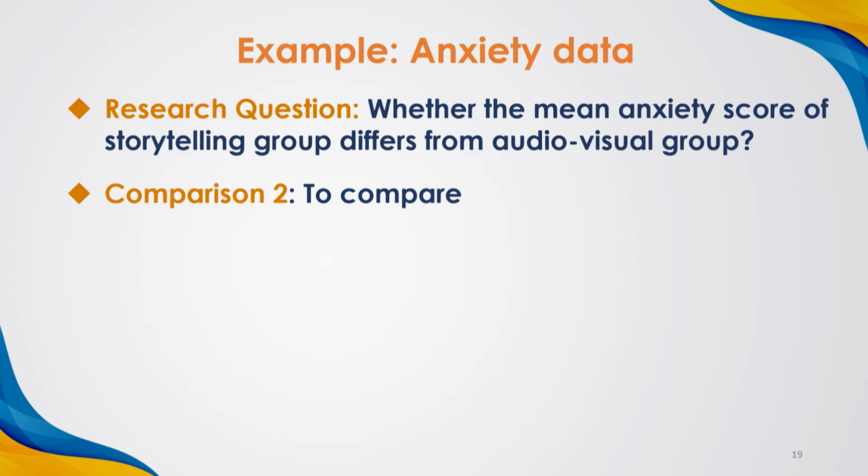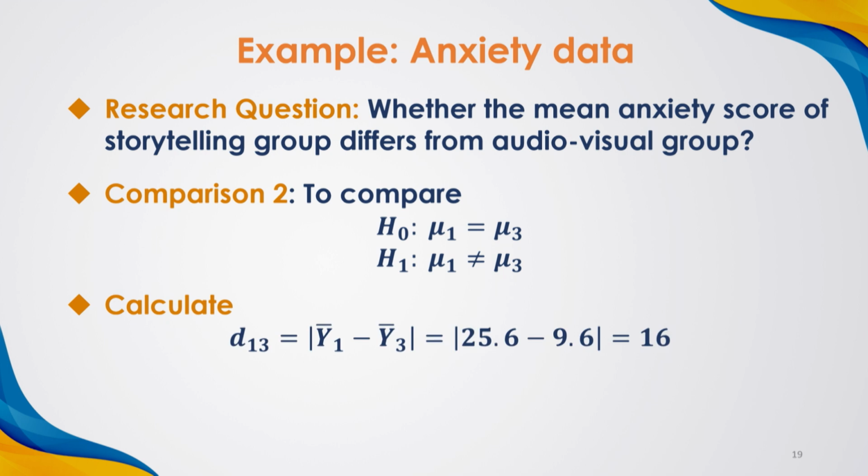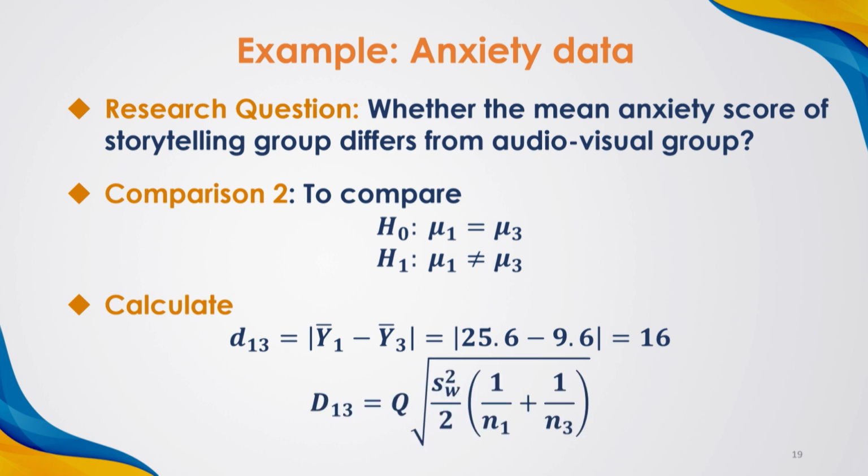Let us further move to the second pair, where we compare the first group with the third group. The research question goes like this: whether the mean ANSITI score of the storytelling group differs from the audio visual group. We wish to compare the mean of the first group, that is mu1 is equal to mu3, against the alternative hypothesis mu1 not equal to mu3. For testing this hypothesis, again we calculate the mean difference of these two groups, y1 bar and y3 bar. We take the difference and it is found to be 16.